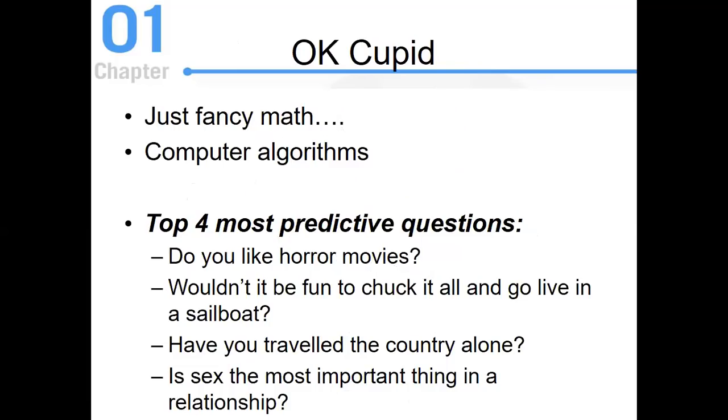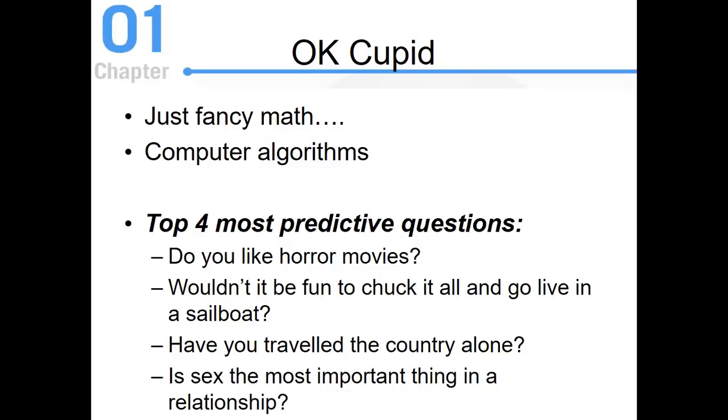This is some results that come off of a dating website known as OkCupid. Now, you might be aware of the fact that all of these websites, Facebook, OkCupid, etc., they use statistics in order to analyze their data. Okay, it's just fancy math. They use computer algorithms to kind of figure out different patterns in the data.